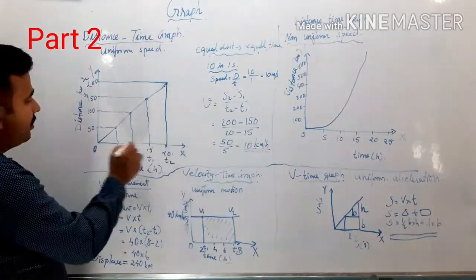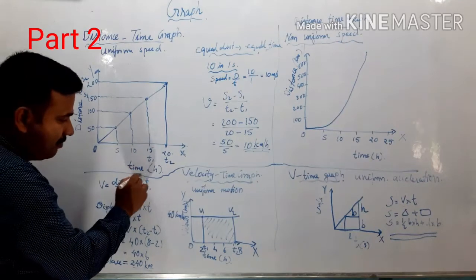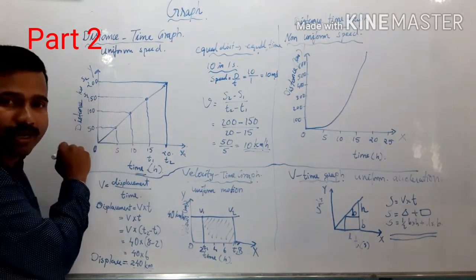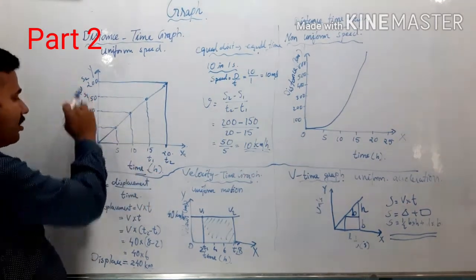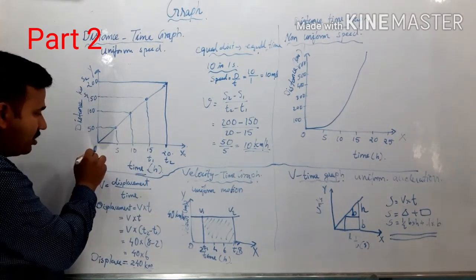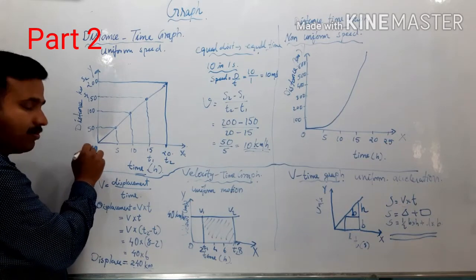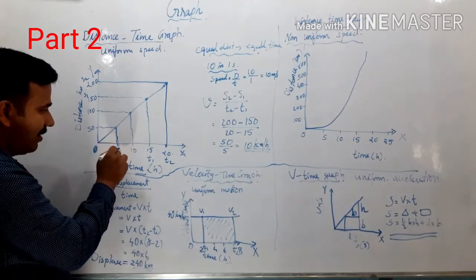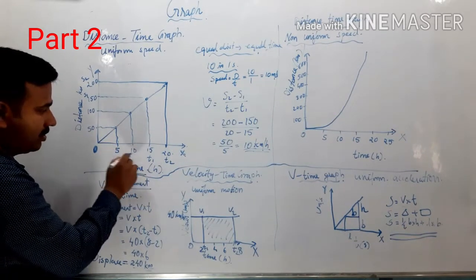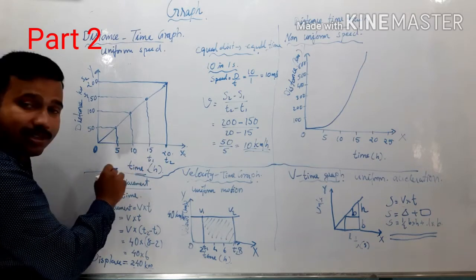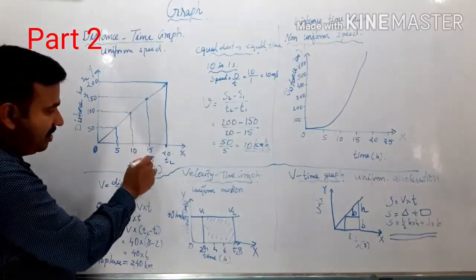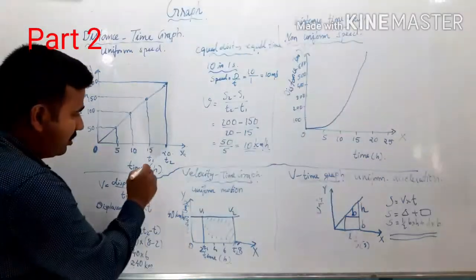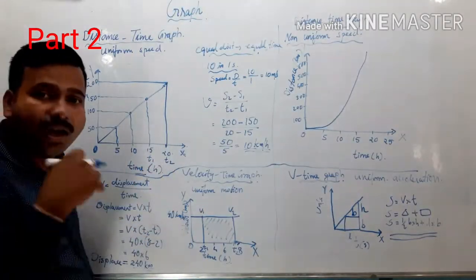Say I have drawn a graph. On the x-axis I have taken time in hours and on the y-axis I have taken distance in kilometers. This is the origin, which we mark as 0. Then at these points I have marked 5 hours, 10 hours, 15 hours, and 20 hours, since I have taken time in hours.